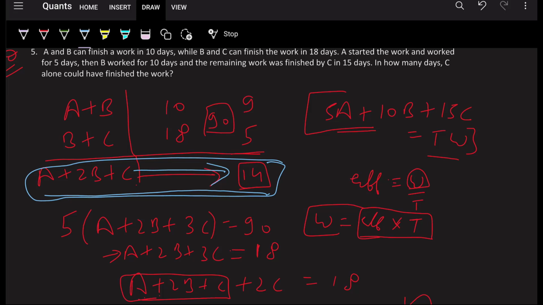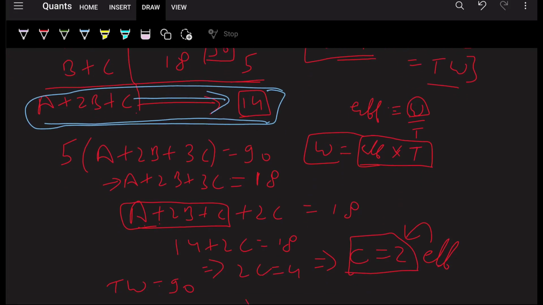Now the total work is 90, and I have taken 5 as common in that equation. So A plus 2B plus 3C has come as 18. Now I can rewrite this equation as A plus 2B plus C plus 2C. Now I know the value of A plus 2B plus C. It is 14. So 14 plus 2C is equal to 18, so from here I have got C is equal to 2.